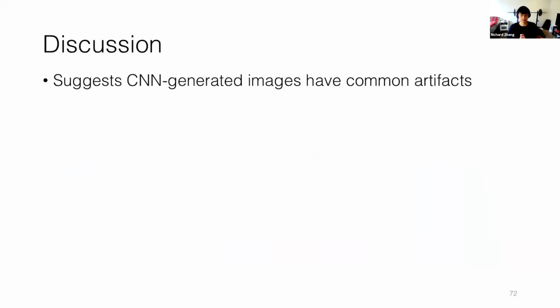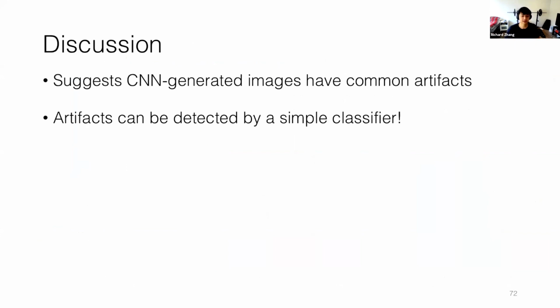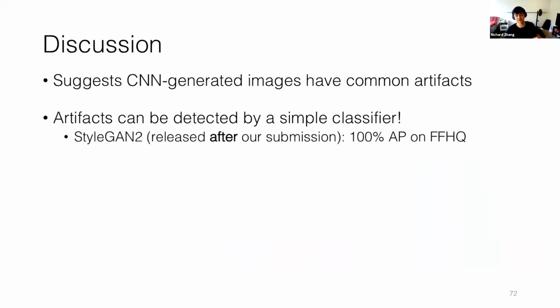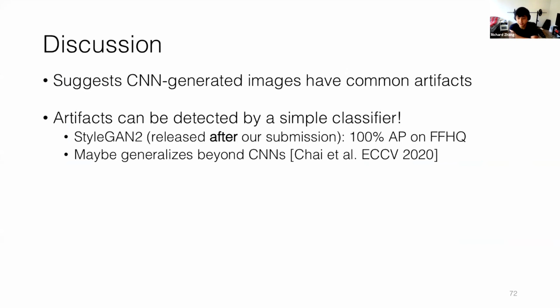Okay, so what this study suggested is that CNN generated images do have common artifacts. And it turns out those artifacts can be detected just by a simple classifier. In fact, we did this study and released it on arXiv. And just a few weeks later, StyleGAN 2 came out. It was released after our submission, and we ran it out of the box. And on FFHQ, it got a really good score. It got 100% average precision. And what's interesting is that this week there's a new paper from MIT, from Lucy Chai et al., that indicates that maybe this is not just specific to CNNs, it may actually generalize beyond CNNs. So I'd encourage you to look at this study for a whole bunch of neat experiments.